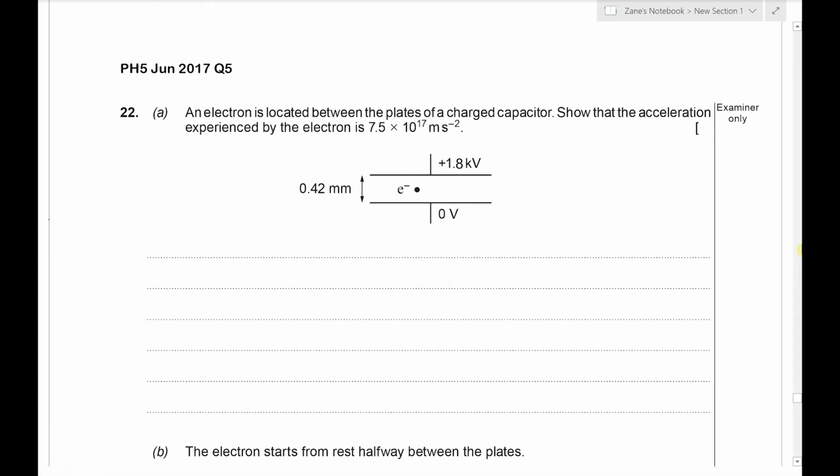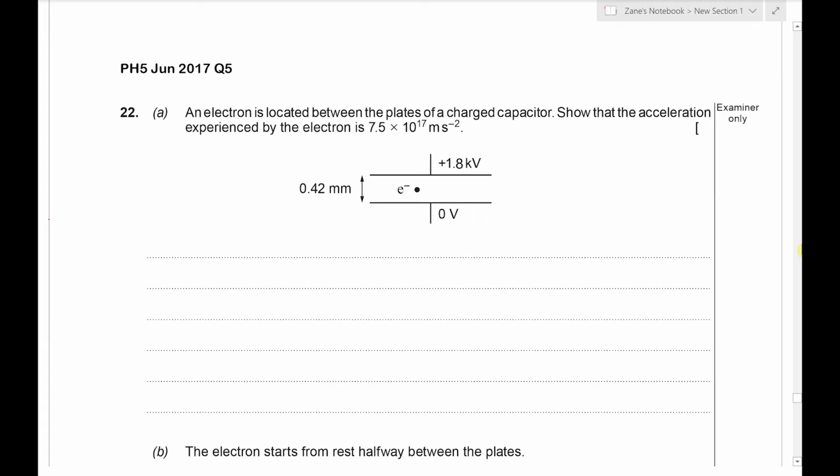This time is question 5 from June 2017's PH5 paper. It's on electric fields, and electric fields are nowadays found in Unit 4. So in this question we've got an electron located between the plates of a charged capacitor, and we've got to show that the acceleration experienced by the electron is 7.5 times 10 to the 17 meters per second squared.